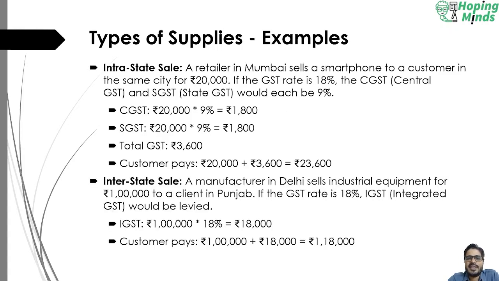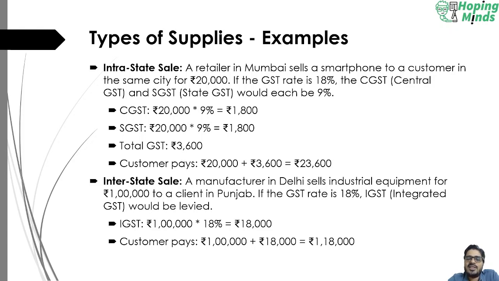So types of supplies, let us take few examples. Intra-state sales. A retailer in Mumbai sells a smartphone to a customer in the same city for rupees 20,000. If the GST rate is 18%, the CGST and the SGST would each be 9%. So CGST will be rupees 20,000 into 9%, which comes to 1800, and SGST also 20,000 into 9%, that is 1800. Total GST will be rupees 3600 and the customer has to pay rupees 20,000 plus rupees 3600, that is 23,600. This is the example of intrastate sale.